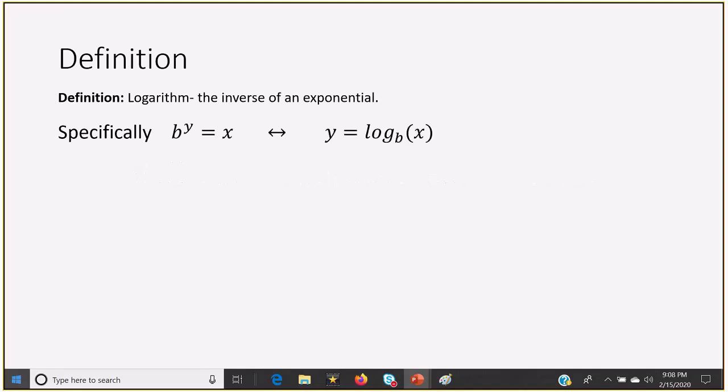Well, I just defined it. A logarithm is the inverse of an exponential. You might not be super comfortable with the term inverse, but one of the most famous inverse relationships is addition and subtraction. That's because when you are solving something like x plus 2 is equal to 1, you subtract from both sides. Another pretty famous inverse pair is multiplication and division.